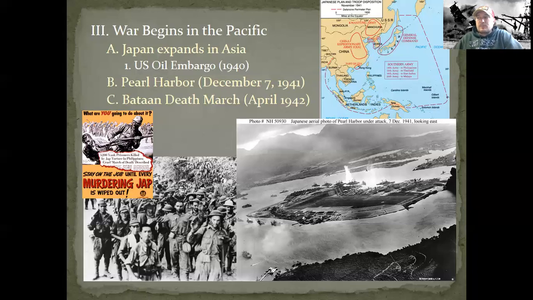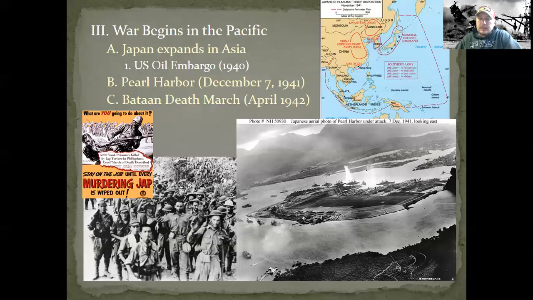There were approximately somewhere between 60 and 80,000 Filipino and American soldiers that were taken captive as POWs. And if you look at the picture in the lower left-hand corner, you'll see a photo taken from this event, days after the Japanese have conquered the Philippines. And you can see the smile on the faces of the Japanese soldiers.